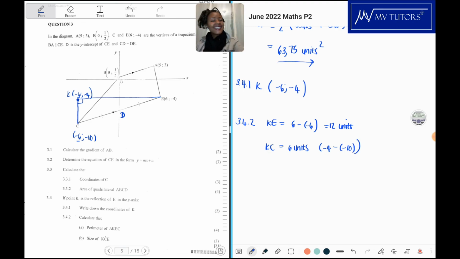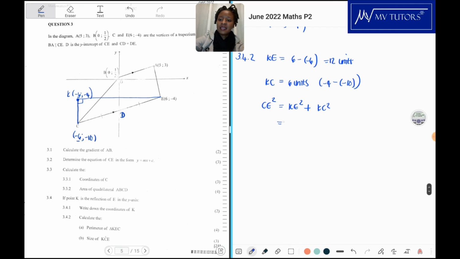And then lastly, CE. Here we're going to use Pythagoras. So it's quite important that we know that we have a right angle triangle, else we'd be screwed. All right, so CE squared is basically equal to KE squared, according to Pythagoras, plus KC squared. And then to finally get CE, KE is 12 squared, which is 144, and then KC is 6 units, which is 36. And all of that is under a square root.